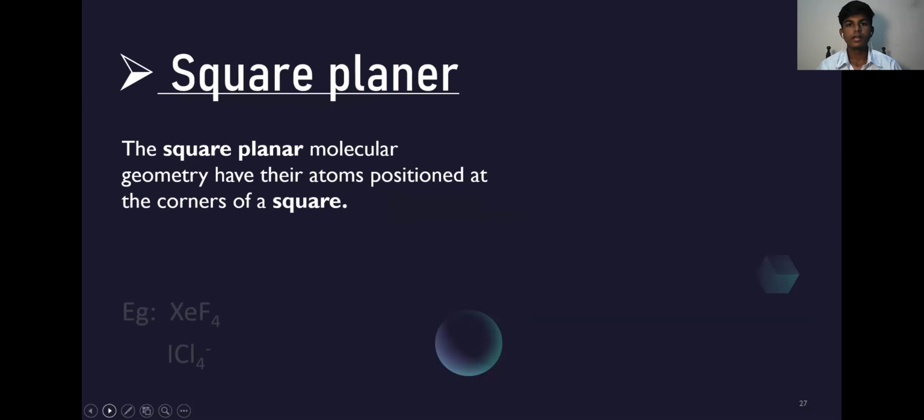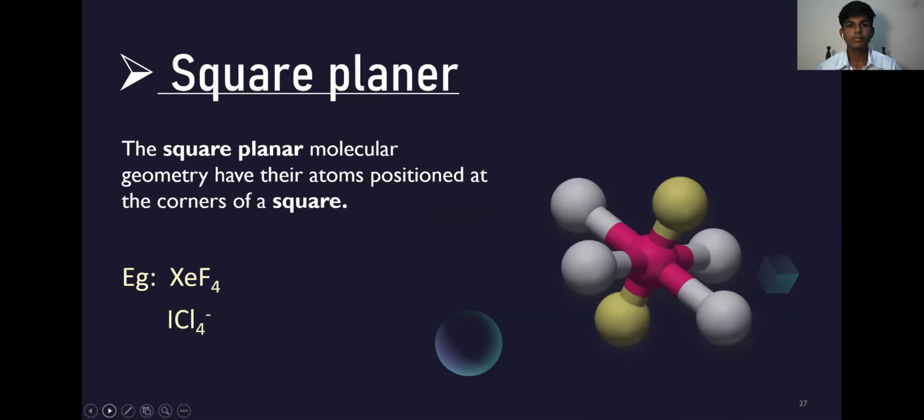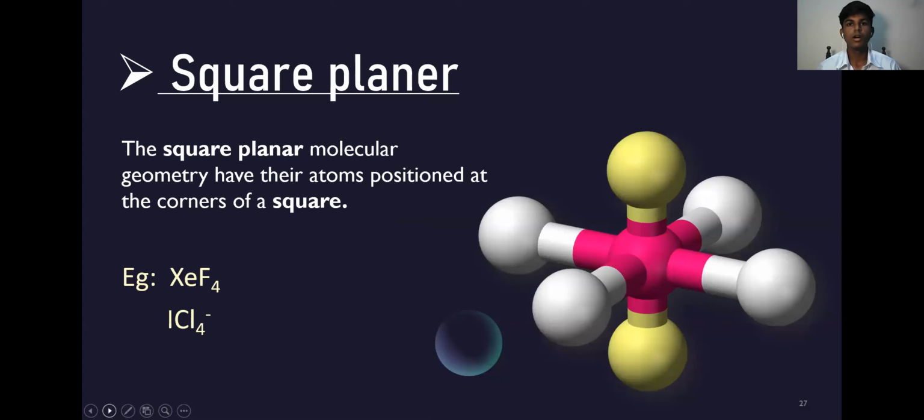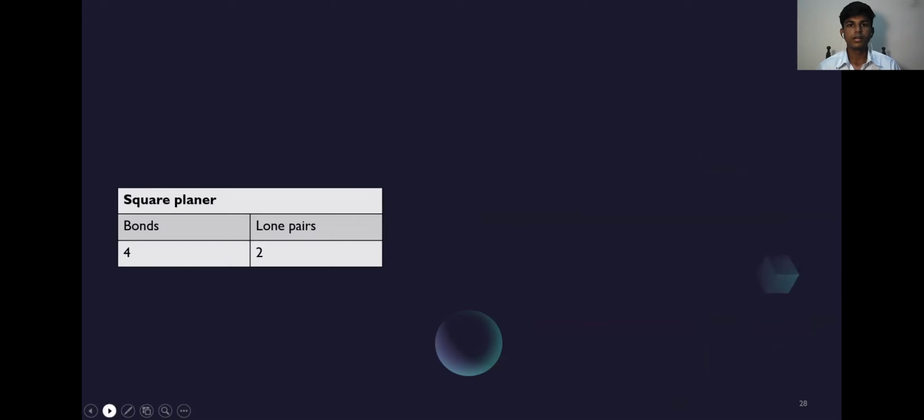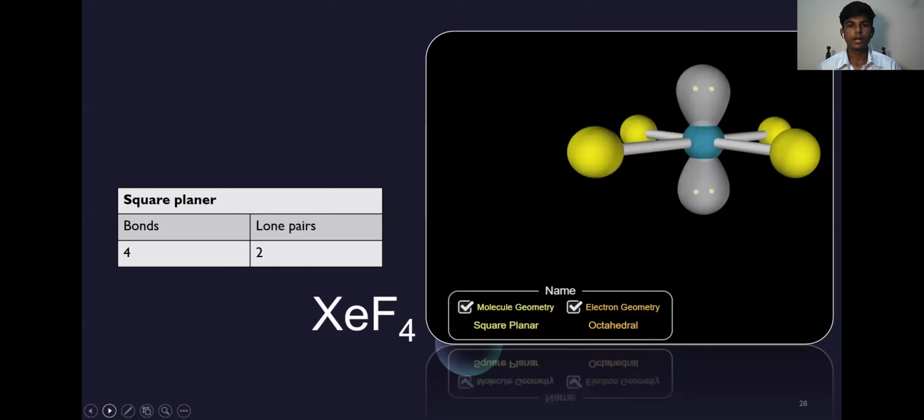Now, let's have a look at the situations where we have atoms positioned at the corners of a square on the same plane. There are 4 bonds and 2 lone pairs. In such situations, the molecular geometry is square planar, but the electron geometry is octahedral. The examples for the following are XeF4 and ICl4. As you can see in the figure, the above and below are the 2 lone pairs.